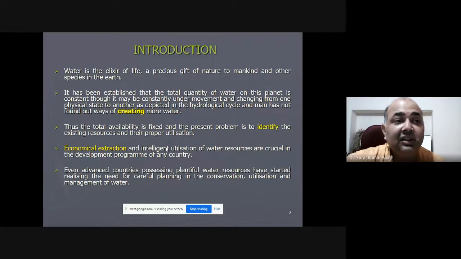So you will see that India has a good amount of fresh water, drinking water, and that's why we are able to manufacture our world. Our water is one of the best in the world in terms of its mineral composition and purity. The Ganges is one of the purest rivers of the world, and it has a mythological and religious significance. So even the advanced countries possessing plentiful water resources have started realizing the need of careful planning in conservation, utilization, and management of water.